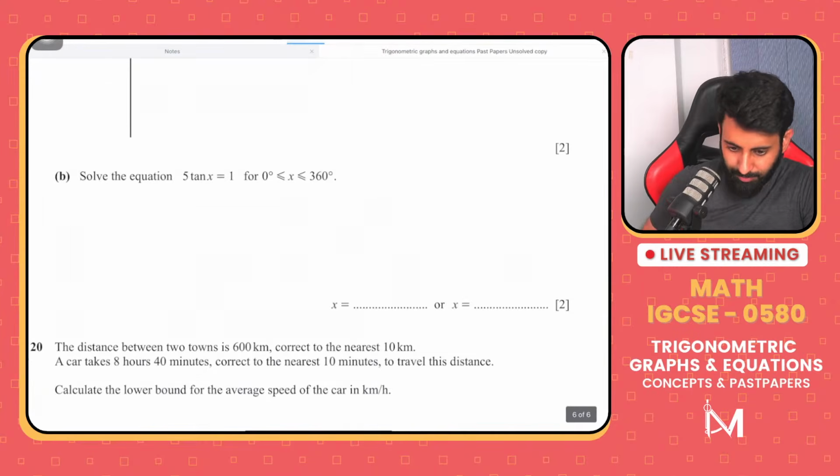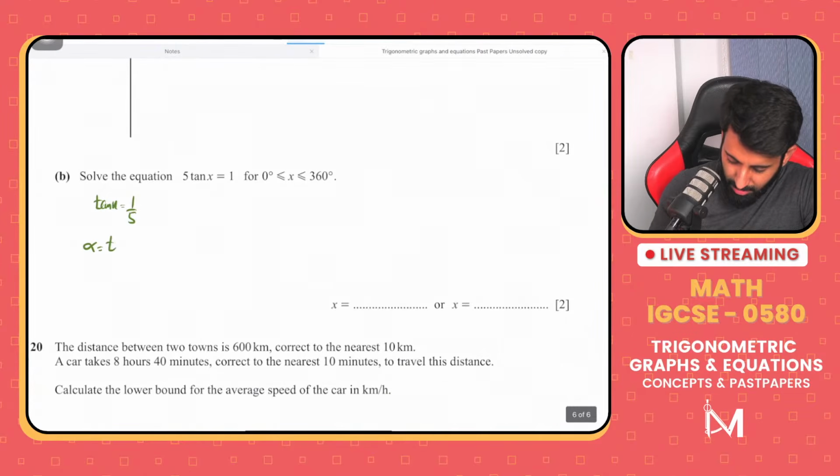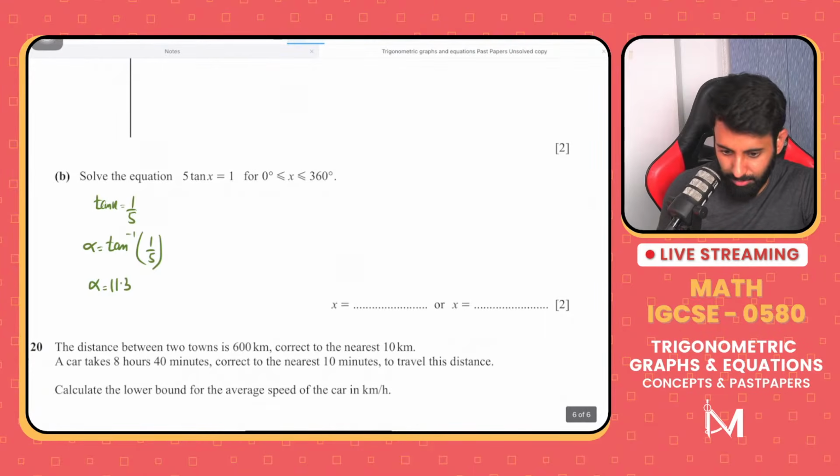Yes, Hamza. Let's hear it. Okay, 11.3 and 191.0. Okay. Let's see if that's true. So first things first, we will write this nicely, which means tan x equals 1 upon 5. And then we will find the basic angle, for which we will take the tan inverse of 1 upon 5. So if you take the tan inverse of 1 divided by 5, it is 11.3, and yeah, there you go.